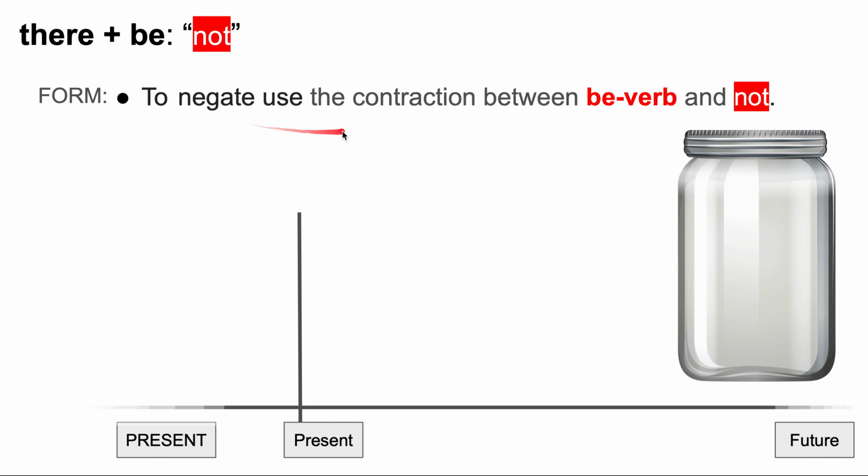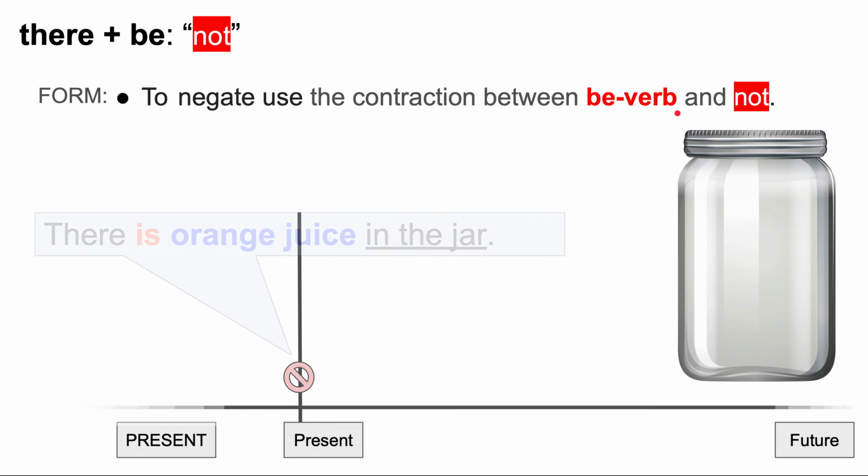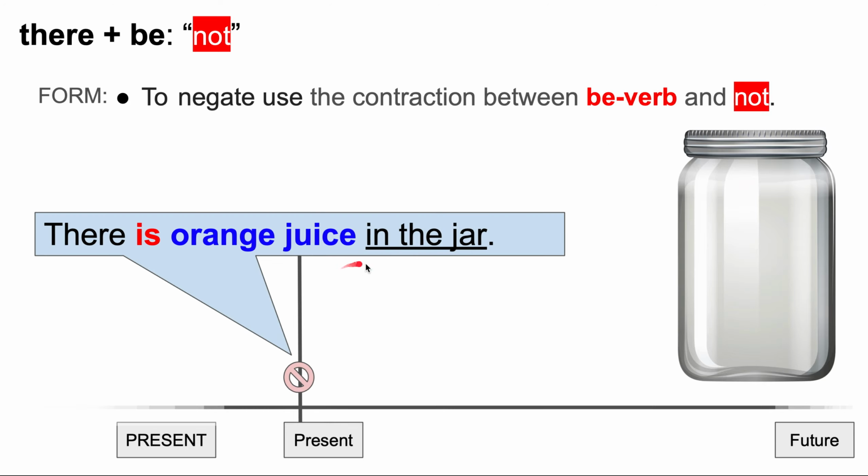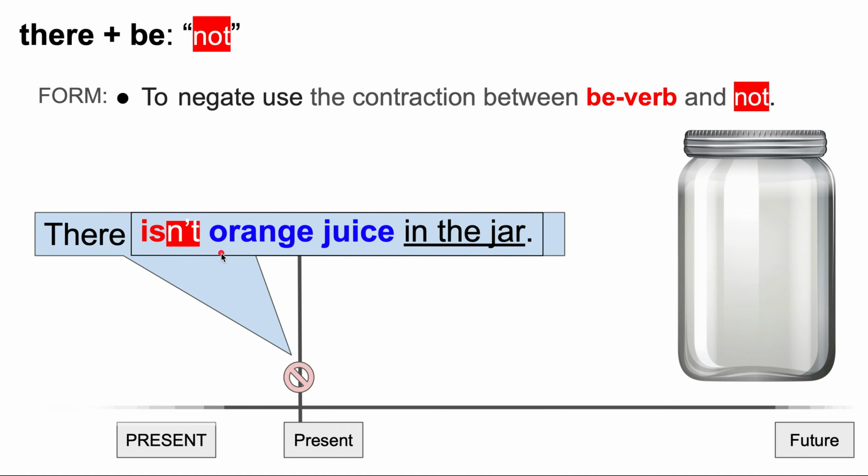Now, we're going to look at another example. And remember, to negate, we're going to use a contraction between the be verb and not. So here we go. There is orange juice in the jar. There's orange juice in the jar? No. There isn't orange juice in the jar. Here we used isn't, a contraction between is and not.